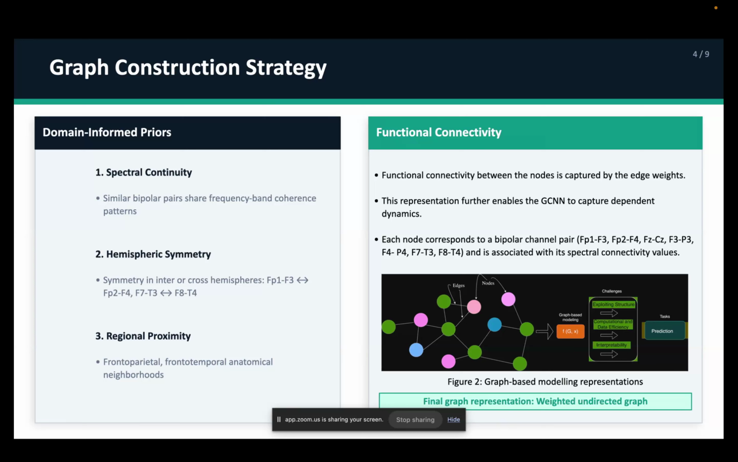Now the functional connectivity: the relation between nodes is captured by the edge weight. This representation further enables our graph convolution neural network to capture dependent dynamics. Each node corresponds to a bipolar channel pair and is associated with spectral connectivity values. In this representation, the node corresponds to bipolar channel pairs and the edge weight captures connectivity between them. This allows the graph convolution neural network to learn patterns that reflect both local and global neural dynamics.